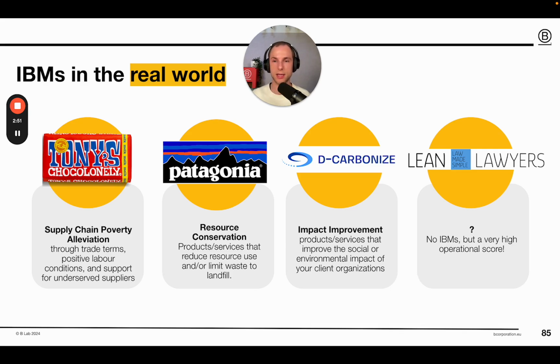Now, I mentioned already briefly that not all B Corps have an additional IBM. So Lean Lawyers here on the right, a law firm, is a B Corp without any additional impact business models. And I say additional because every B Corp has the mission locked IBM for passing the legal requirement, but Lean Lawyers doesn't have an additional impact business model. So it is also possible to certify without an impact business model. It just means that you have to have very solid operational scores. So you have to have all the daily operations of your company in good shape.